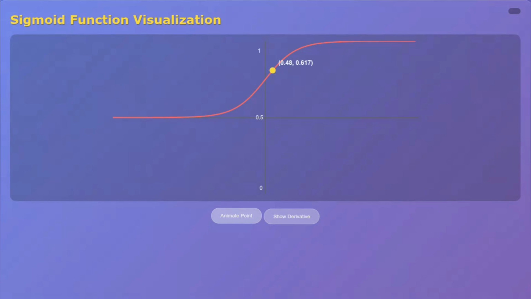Let's see what this function looks like visually. Notice that characteristic S-shaped curve. That's why it's sometimes called the logistic function. At x equals 0, sigmoid outputs exactly 0.5. The function changes most rapidly between x equals -2 and +2. For very large positive or negative values, the function becomes almost flat. This S shape is crucial for neural networks because it provides a smooth, differentiable transition between 0 and 1, unlike step functions which have discontinuous jumps.